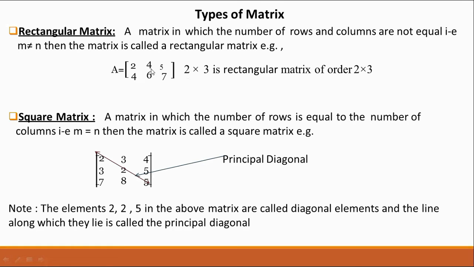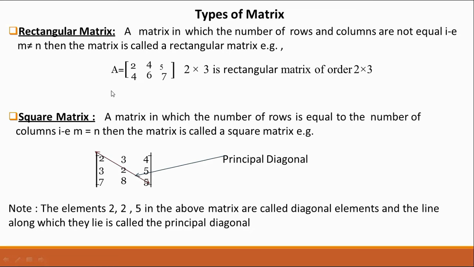For example, in this matrix there are 2 rows and 3 columns. First column, second column, third column. So the order of this matrix is 2 by 3. From this order of the matrix we notice that the number of rows and the number of columns are not equal. So this is a rectangular matrix.